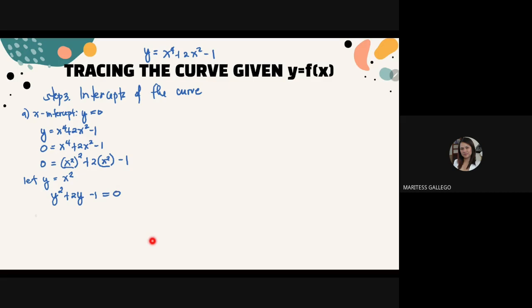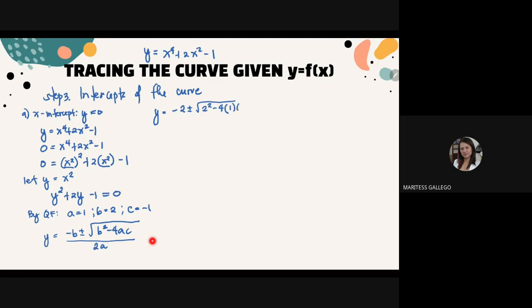So, we can use now quadratic formula. By quadratic formula, we know that a is 1, b is the coefficient of y, and c is negative 1. From the formula, since we're solving for y, that is now negative b plus and minus the square root of b squared minus 4ac over 2a. So, ayan. Calculate nyo para ma-simplify natin. So, I'll just substitute. You have negative 2 plus and minus the square root of, you have b is 2 squared minus 4a is 1, c is negative 1.